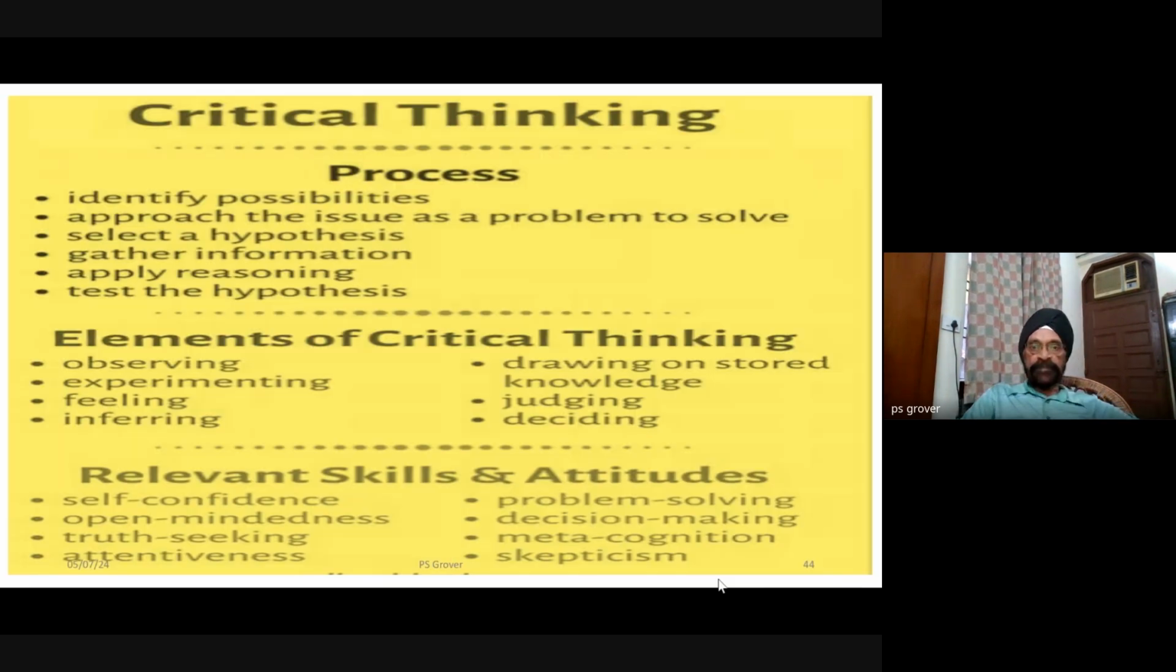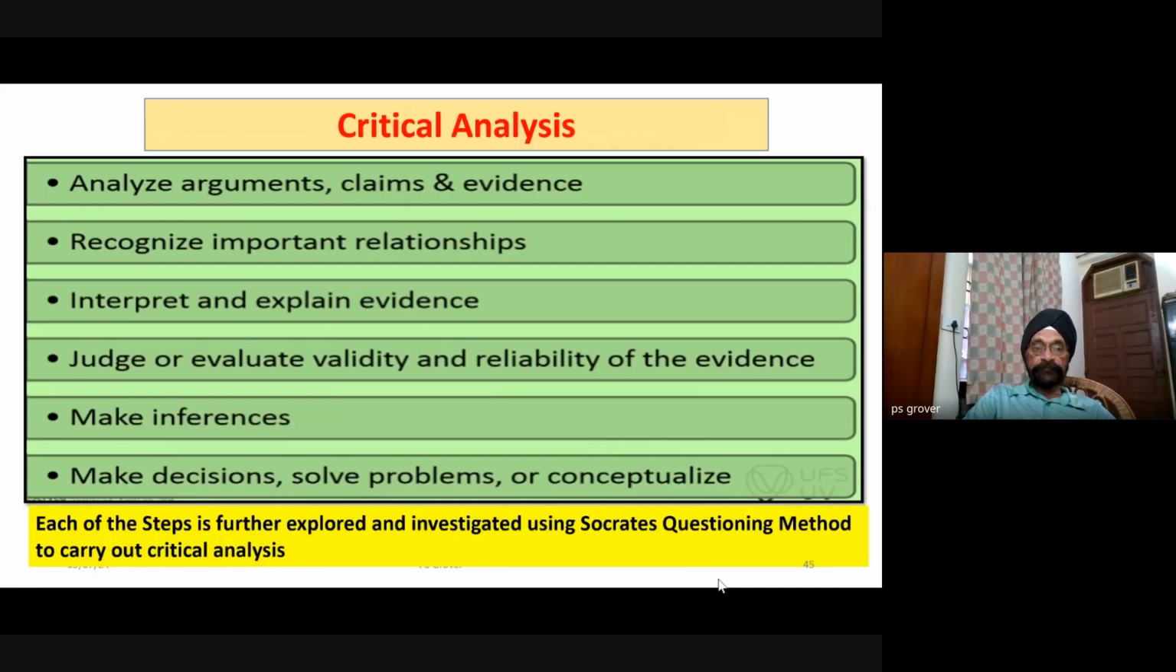Similarly, critical thinking is, for example, being able to analyze arguments and claims and evidence. That means the person should be able to understand what the other person is saying, what the claims are, recognize the important relationships between various things, interpret and explain evidence, judge and evaluate validity and reliability of the evidence, make inferences, make decisions, solve problems or conceptualize. Please see here. How many of our teachers understand these things? How many of our students understand these things? That's the goal. That's what NEP says.